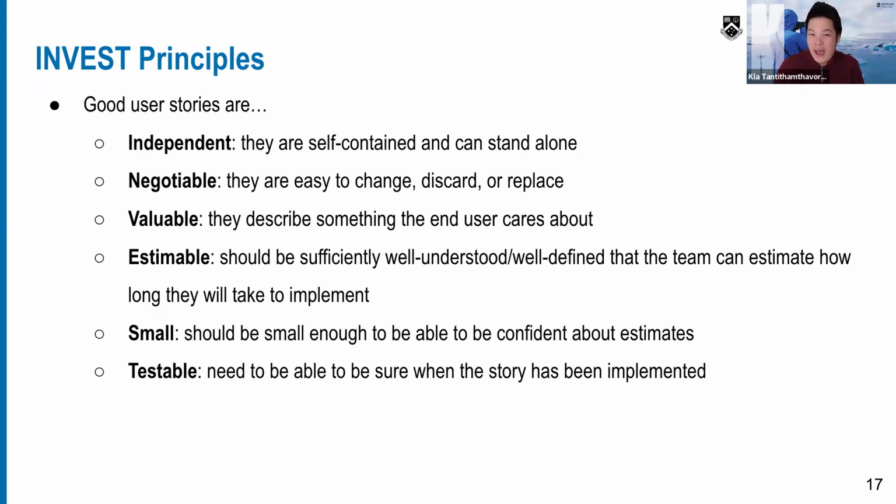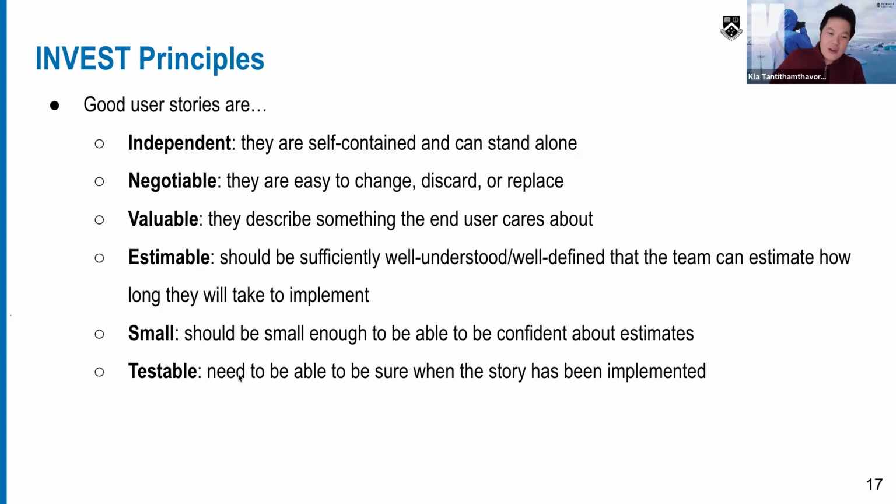They must be valuable. They should describe something that the end user cares about. Why do we need this feature? For what reason? It should be estimable. That means it should be sufficiently well understood and defined that the team can estimate how long it takes to implement. The user story should be small enough to be confident about the estimate, like a day, three days, or a week to complete.